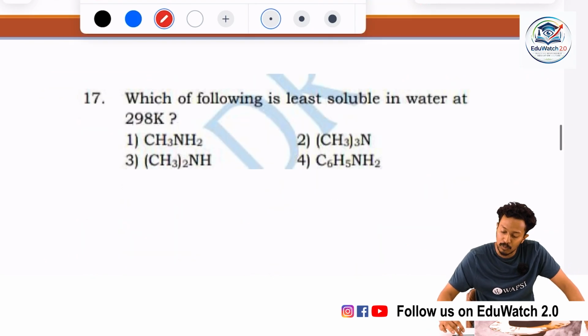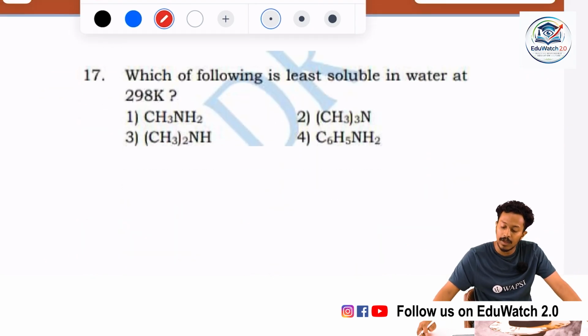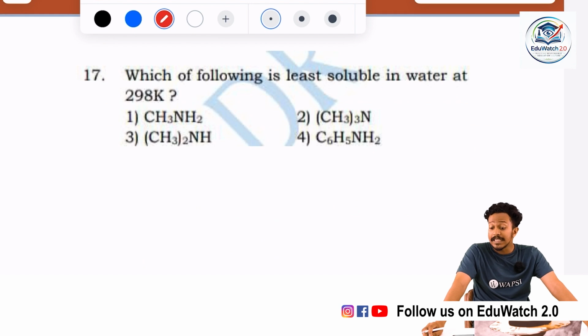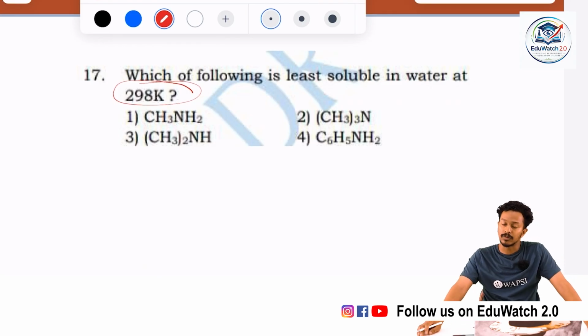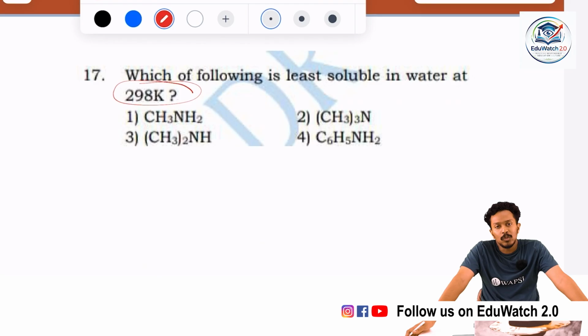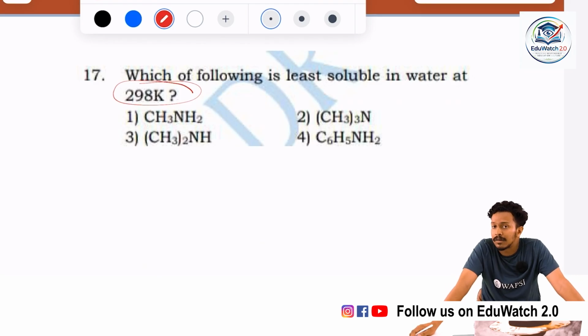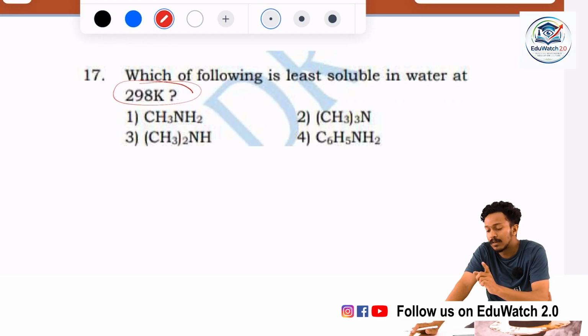We will move on to the next question. Which of the following is least soluble in water at 298 Kelvin? Temperature is irrelevant to this question, so don't worry about that. Let's move on. How do you explain solubility in water? It's actually about hydrogen bond formation.